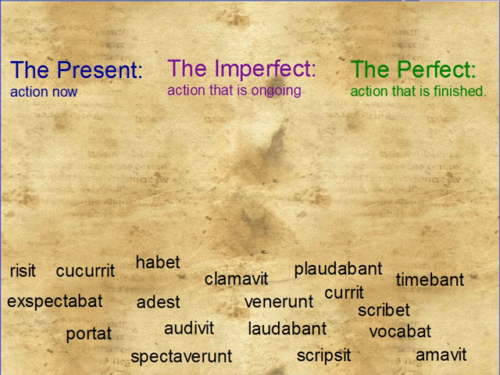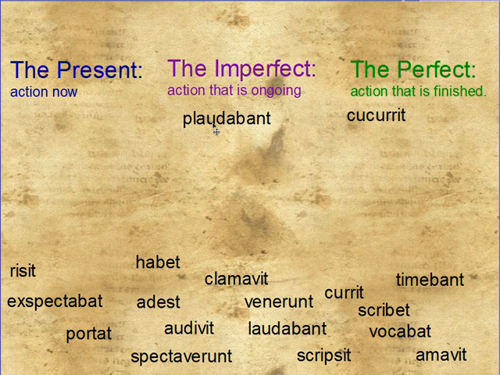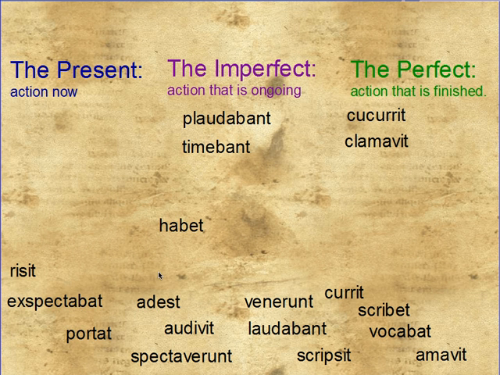Cucurrit, he ran. Plaudabant, see the ba right there? They were applauding. Remember to use the two-word verb for the imperfect tense. Clamavit, he shouted. Timebant, again we see the ba. They were frightened. Habet, she had. Risit, he smiled. Currit, not the same as cucurrit. This is the present tense. She runs.